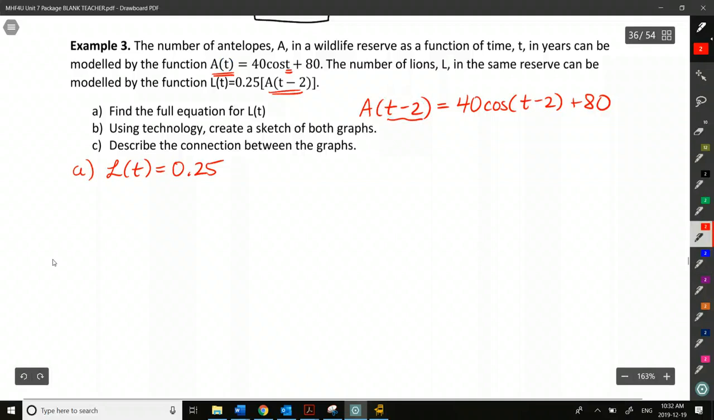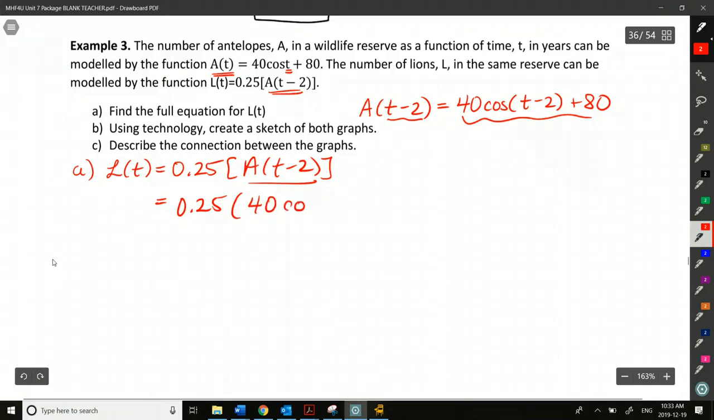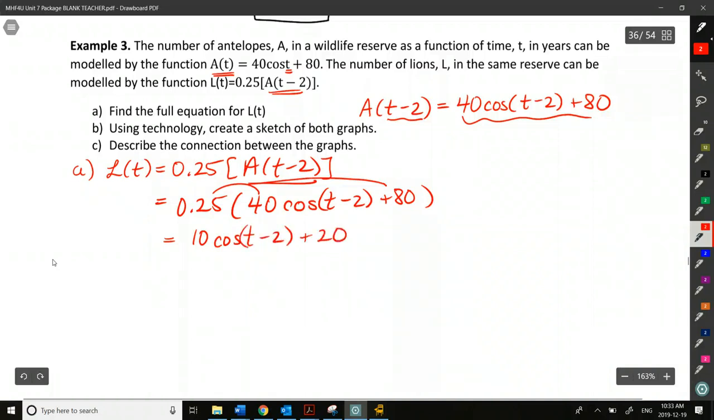Okay, so here's the function a at t minus 2. That actually goes in for this right here. So it's going to be 0.25 times 40 cos(t minus 2) plus 80. And I think we can just simplify this by bringing in our 0.25 for both of these terms here. So we'll get 10 cos(t minus 2) plus 20.